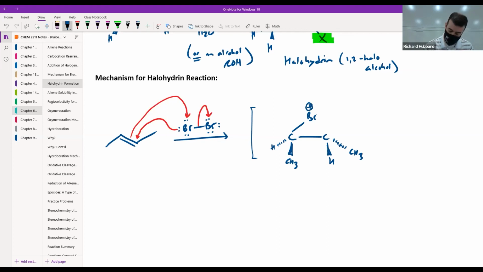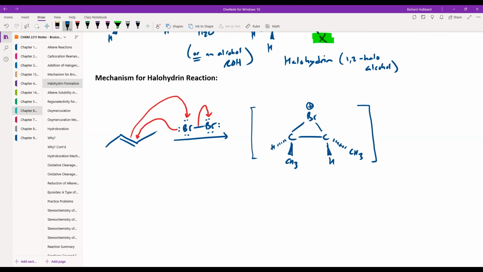Positively charged bromine, that's our bromonium. Okay, now something essential to point out. What is the stereochemistry of my starting alkene? Cis, trans, E, Z? Trans. This is trans, right?